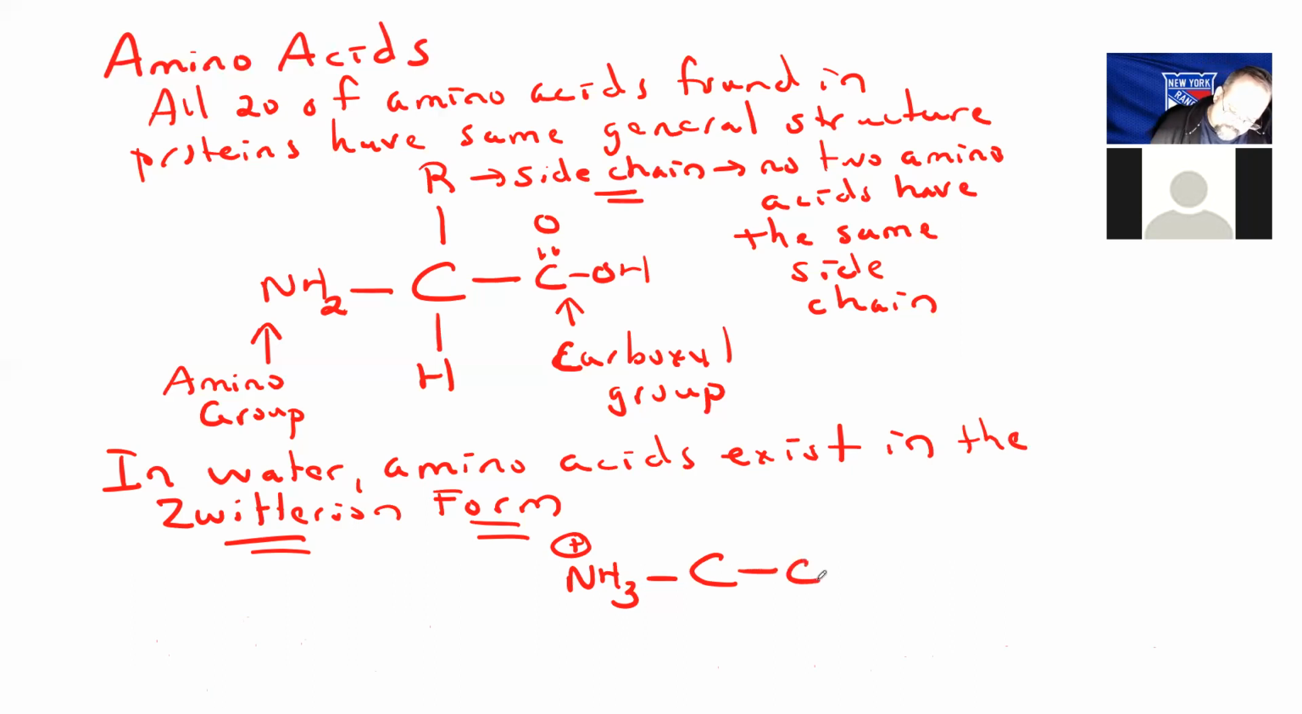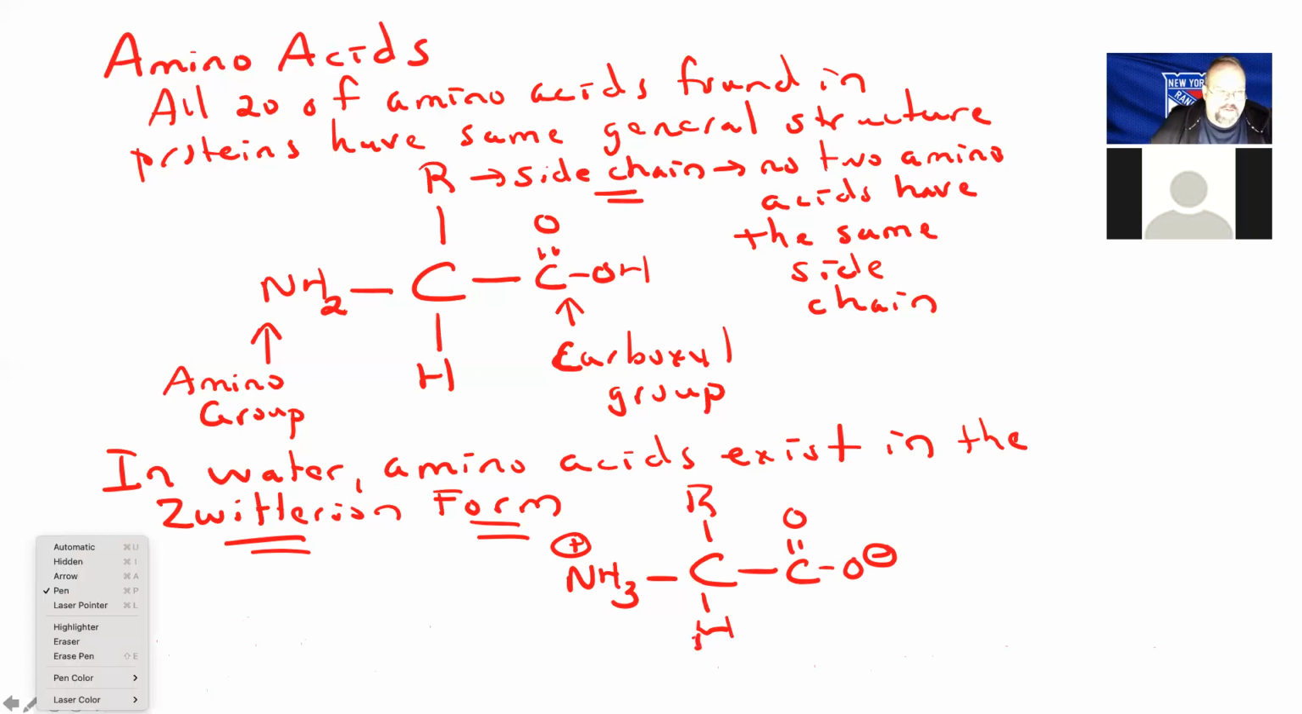The carboxyl group attached to the central carbon, instead of having the form of C double bond O connected to OH, instead has the form of C double bond O connected to O minus. And then you have your hydrogen, and then you have your side chain. We'll get more into the side chains and Zwitter ion shortly. Essentially, what you have here on the slide is the generic form of what a Zwitter ion looks like.